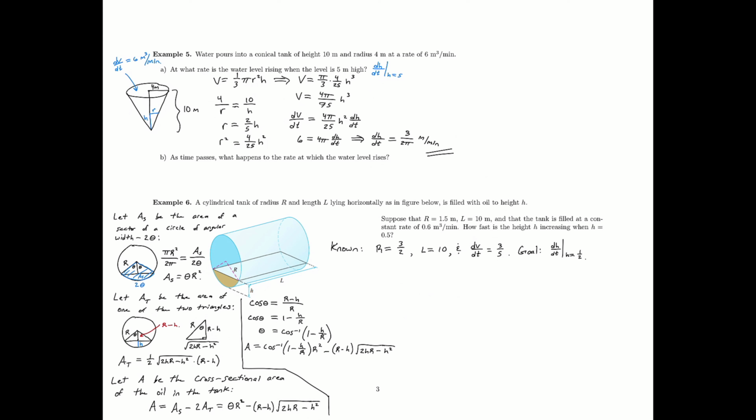And now, ultimately, we wanted an expression for the volume. And now, since we know the cross-sectional area, we can just multiply this expression for the area by the length L. So this would be L times all of this stuff. So there's our expression for the volume. That is a lot.